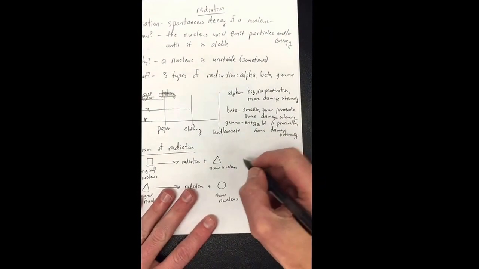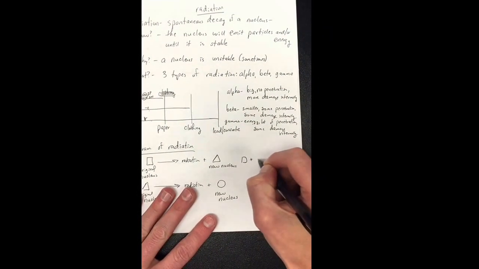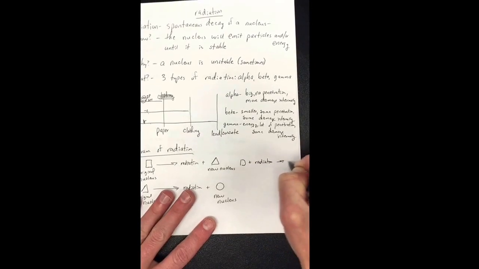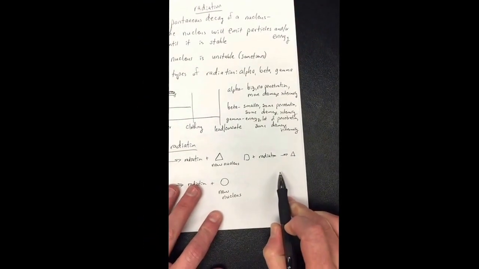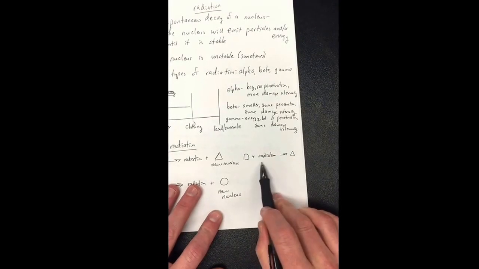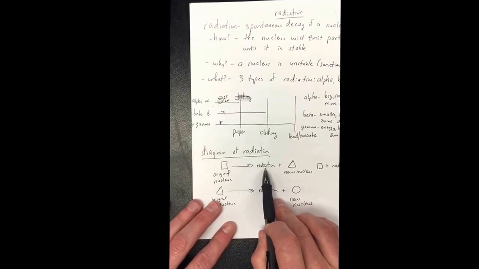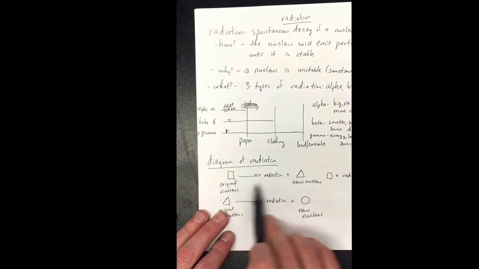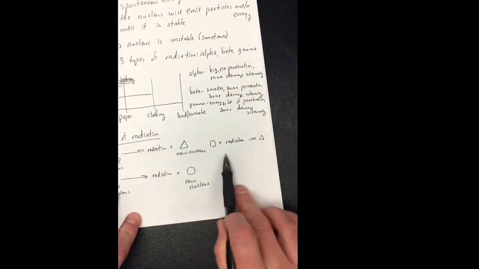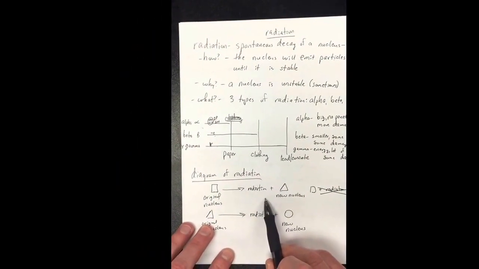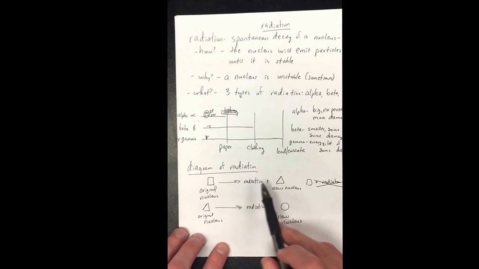Note, this is a common mistake. Notice the difference between the two. Here you're combining the two and getting one thing. Here, you're giving off the two. This is a decomposition reaction. This is a synthesis reaction. That's wrong. Radiation is decay, and that's decomposition.